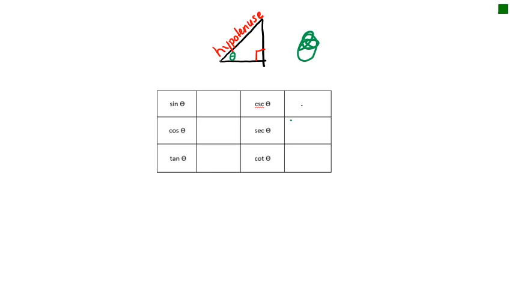Whoops, I'm trying to erase it. Give me a second. There we go. Oop, I erased everything. So let's redraw that again.